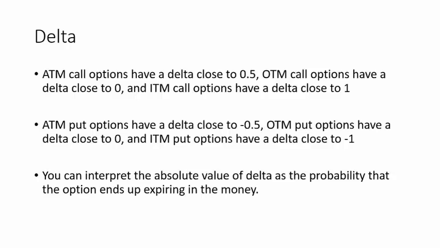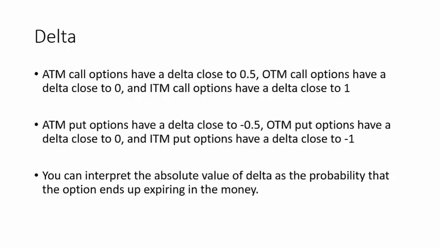And I think one nice way of interpreting delta is that you can think about it as the probability that the option ends up expiring in the money. Okay? So let's take the example of the call option. Suppose you see an at the money call with a delta of 0.5. This means there's about a 50-50 chance that the option will end up expiring in the money. And that kind of makes sense, because if the option is at the money, that means it's right at the boundary, right? It could expire just below the strike, or it could expire just above the strike. So it could go either way. So then the delta is going to be around 0.5, right? 50% chance that it will end up in the money.